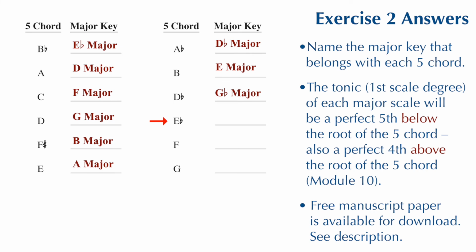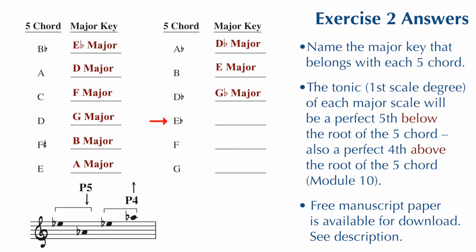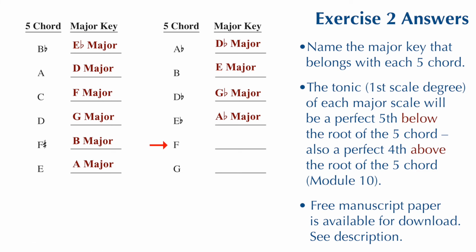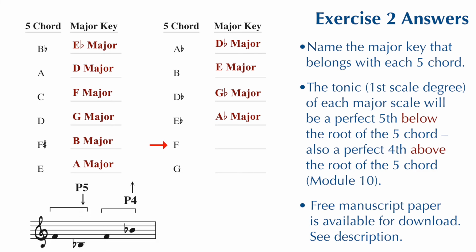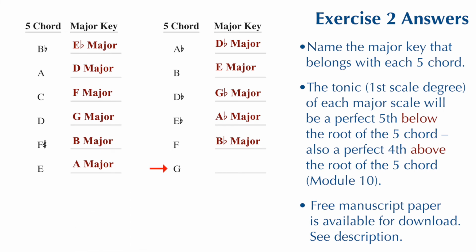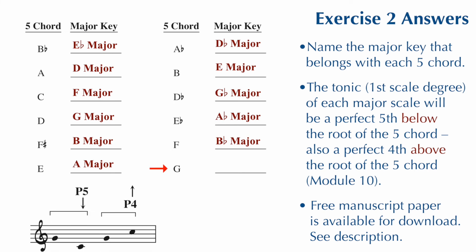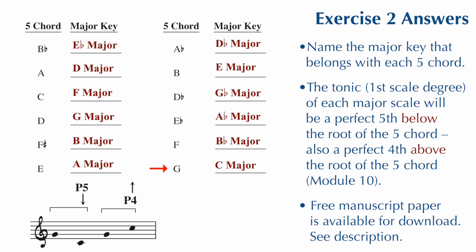If your 5 chord is E flat, you take that E flat, lower it a perfect fifth, or raise it a perfect fourth. We find ourselves on A flat. We are in the key of A flat major. If your 5 chord is F major, you take that F, lower it a perfect fifth, or raise it a perfect fourth. Find yourself on B flat. We are in the key of B flat major. And finally, if your 5 chord is G major, take that G, the root of the chord, lower it a perfect fifth, or raise it a perfect fourth. You find yourself on C. That puts us in the key of C major.